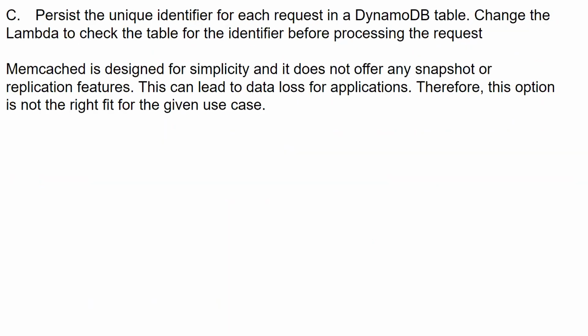C, persist a unique identifier for each request in the DynamoDB table. Change the Lambda to check the table for the identifier before processing the request. Memcached is designed for simplicity and it does not offer any snapshot or replication. This can lead to data loss, therefore this option is not right for the given use case.